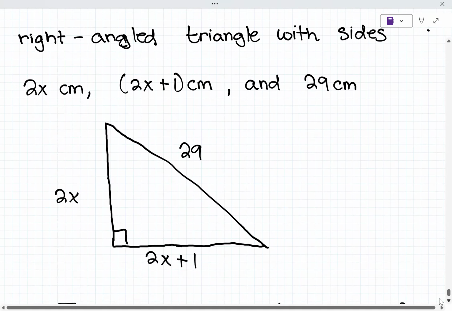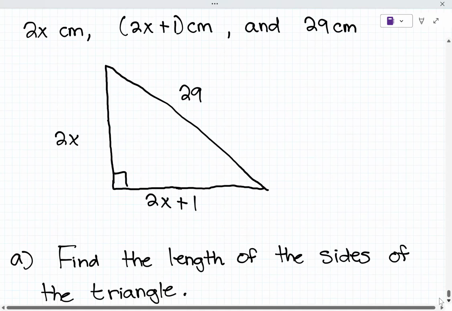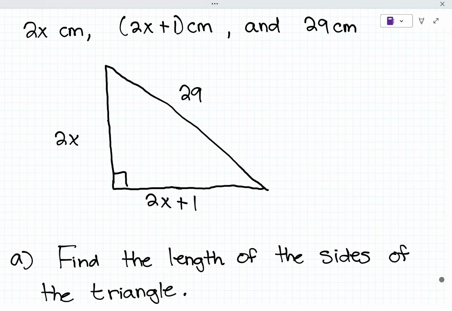What does the direction say? It says find the length of the sides of the triangle. So what do we know about this triangle? You know it is a right triangle. So what we can do is use the Pythagorean theorem. Okay, this only works if it's a right triangle. So A and B are legs and C is the hypotenuse.